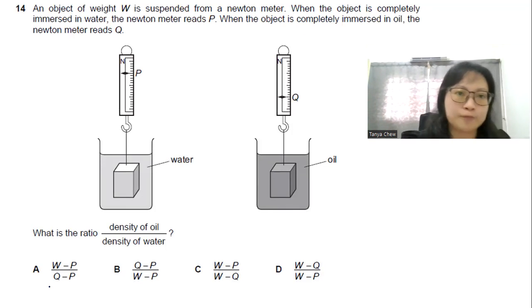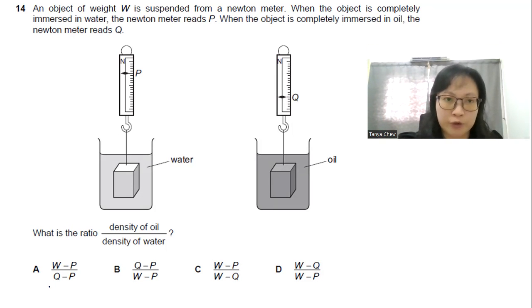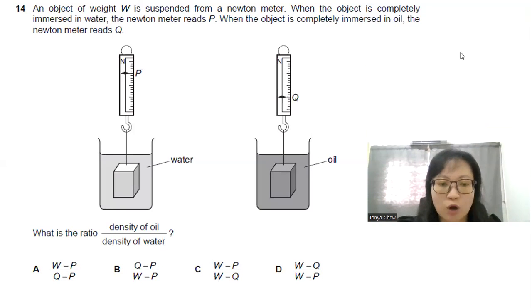Question number 14, an object of weight W is suspended from a Newton meter. When the object is completely immersed in water, the Newton meter reads P. When the object is completely immersed in oil, the Newton meter reads Q. What is the ratio of density of oil to density of water?